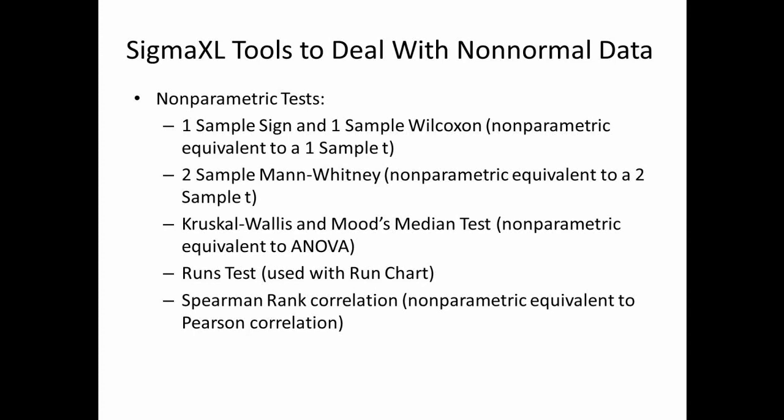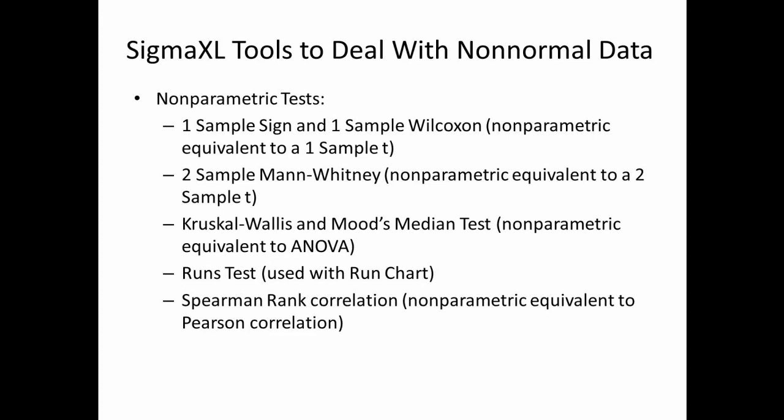these nonparametric tests. The one sample sign and one sample Wilcoxon are the nonparametric equivalents to the one sample t. Just a quick note on the difference. The one sample sign is more robust. The one sample Wilcoxon actually assumes symmetry, so I'm not particularly a fan of that one. It's a more powerful test, but it does assume symmetry, whereas the one sample sign is more robust, and so that would be the test I would recommend, and that's equivalent to the one sample t.